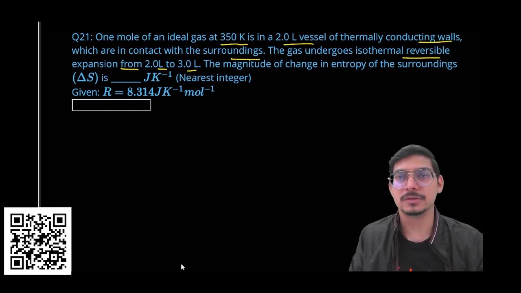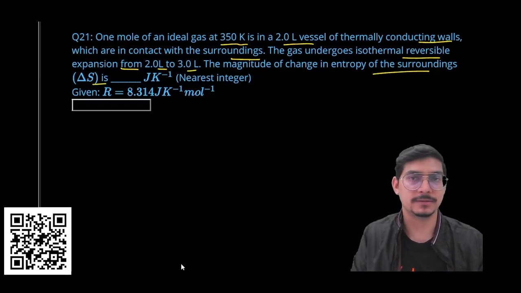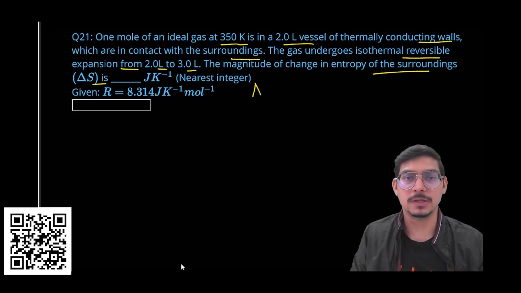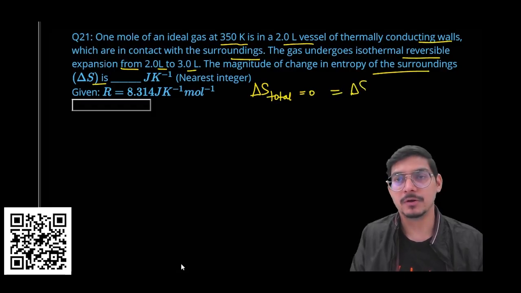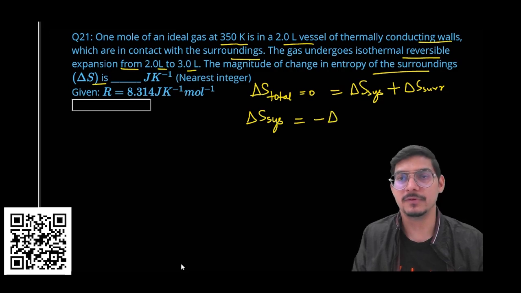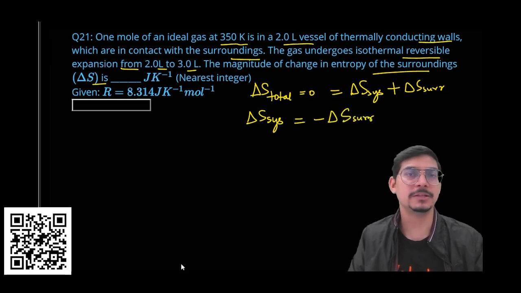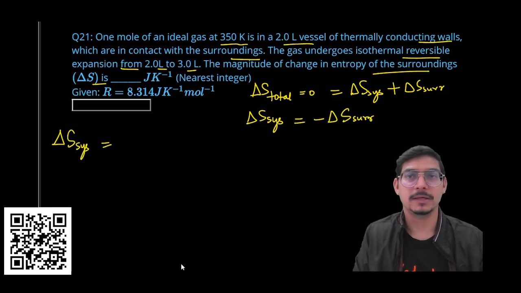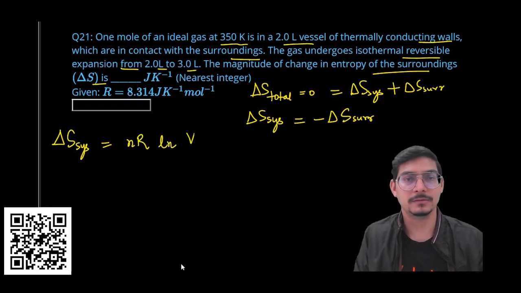The magnitude of change in entropy of the surroundings is, because the process is reversible, the total entropy change would be 0, which is actually equal to the entropy change of system plus entropy change of surroundings. But they have asked the magnitude of entropy change, and here we see that the entropy change of system is negative of the entropy change of surroundings, but the magnitude of these two entropy changes would be the same. Now the entropy change of the system in this reversible isothermal expansion would be nR ln V2 by V1.